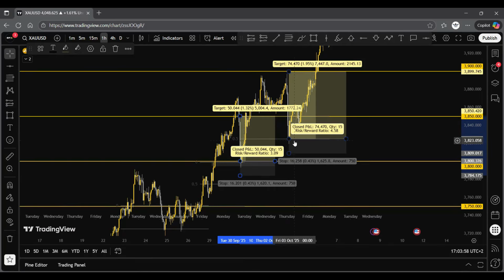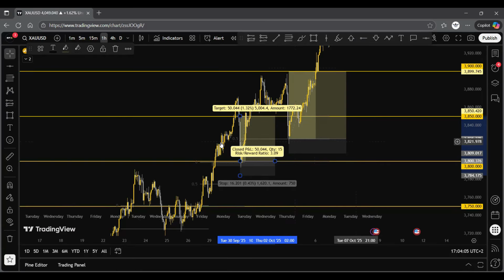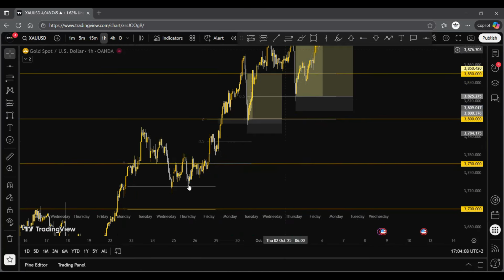As we see here, it moves in the range of 3,800 with 3,850. It moves all the way to 3,900. Okay, the very same thing here that I was talking about. If you had missed this trade, let's go ahead to it, right?